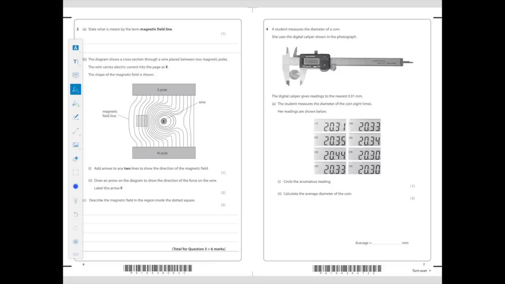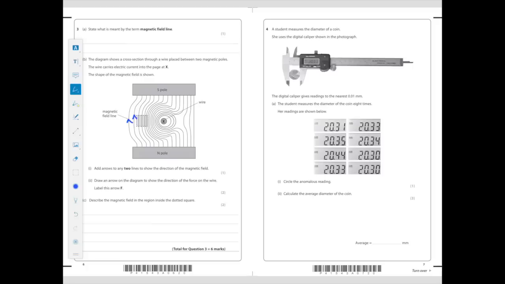3a, state what is meant by the term magnetic field line, and that's a line that shows the direction of the magnetic field. The diagram shows a cross-section through a wire placed between two magnetic poles, and the wire carries electric current into the page at X. The shape of the magnetic field is shown. Add arrows to any two lines to show the direction of the magnetic field. Now remember that it runs from north to south, and we have to do that on at least two lines, so I've done two there.